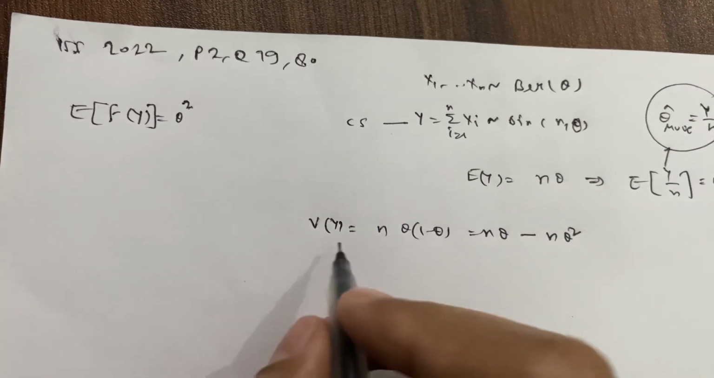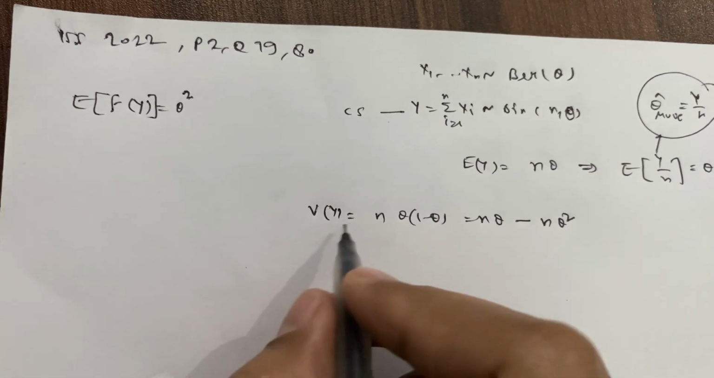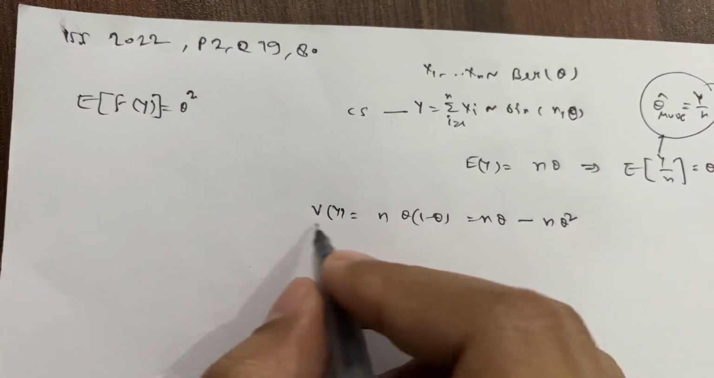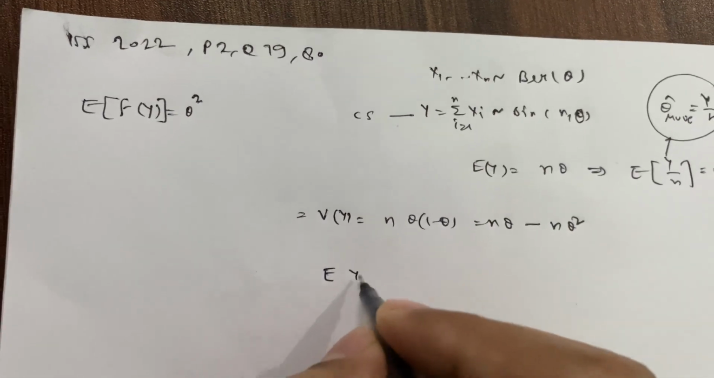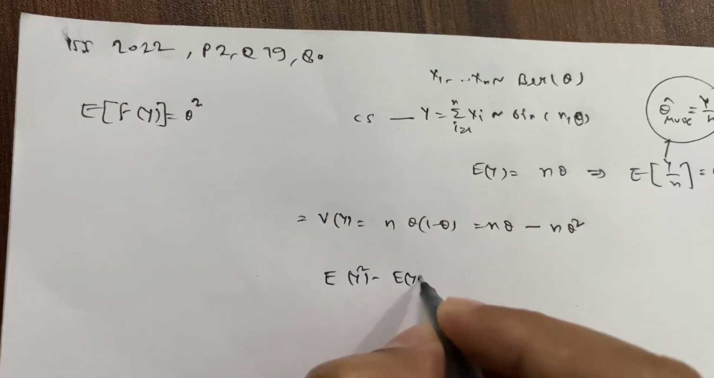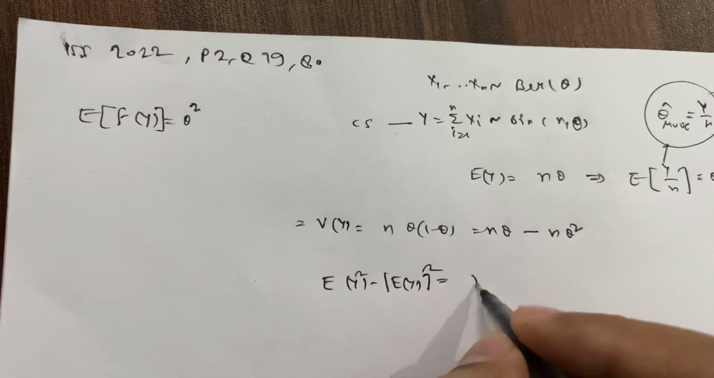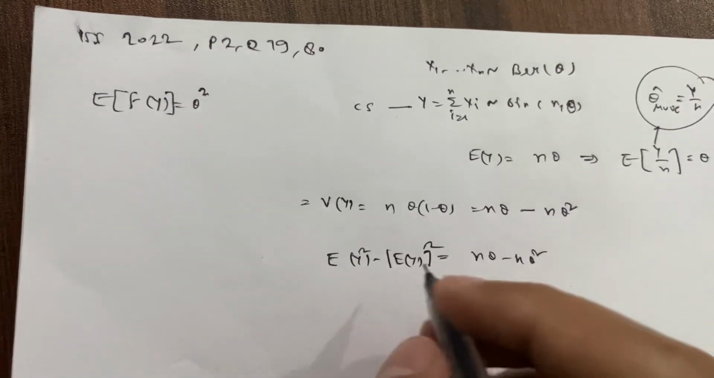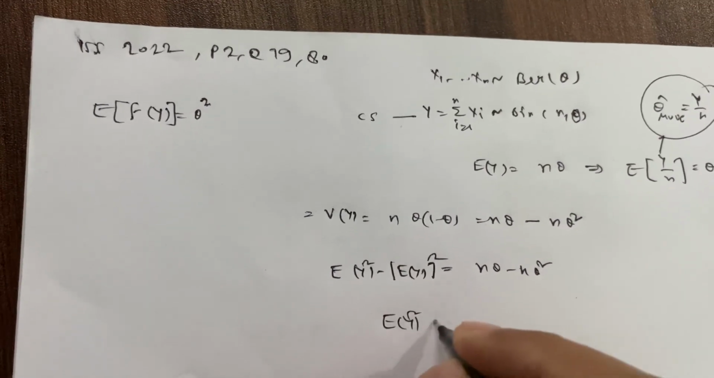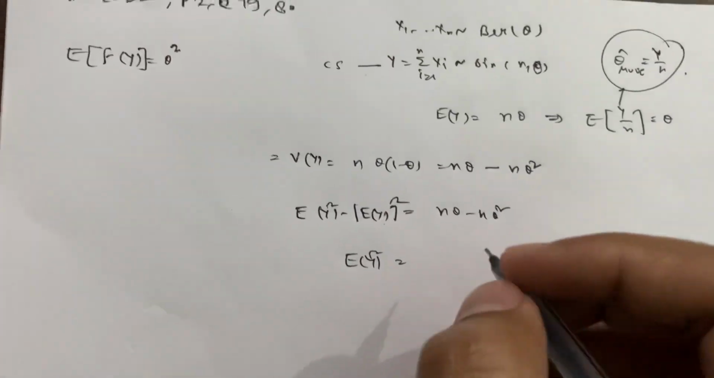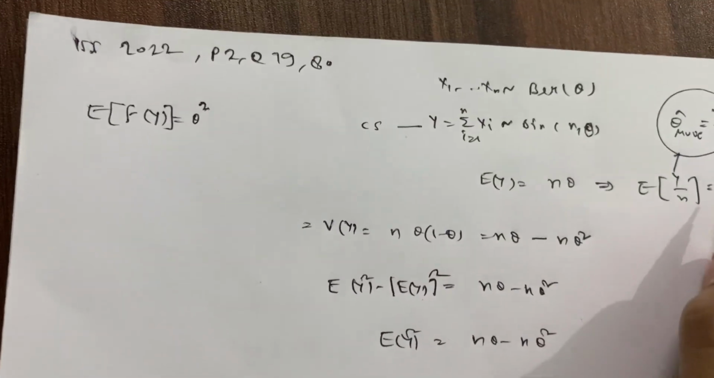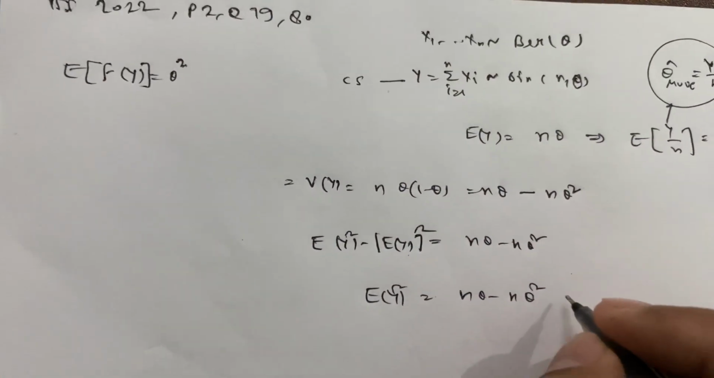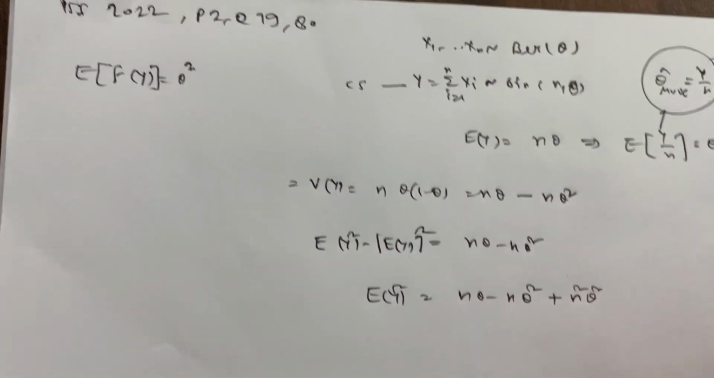So how do we do this? Variance of Y is related with expectation of Y square. Further we can rewrite like this: expectation of Y square minus square of expectation of Y is equal to n theta minus n theta square. Expectation of Y square will be, taking it to the right hand side, n theta minus n theta square plus, since expectation of Y is n theta, n square theta square.